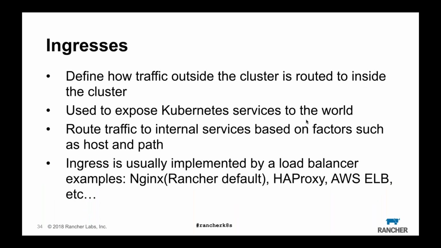And the last thing that we'll go over is an Ingress. Now, Ingress deals with layer 7 load balancing. They decide how traffic outside the cluster is routed to inside of the cluster. Ingress exposes Kubernetes services to the world. Within Ingress, you can route traffic to internal services based on a host and path combination. And Ingress is usually implemented by a load balancer, like I said. By default, Rancher has Nginx, but you can use other things such as HA proxy, AWS, and so on.